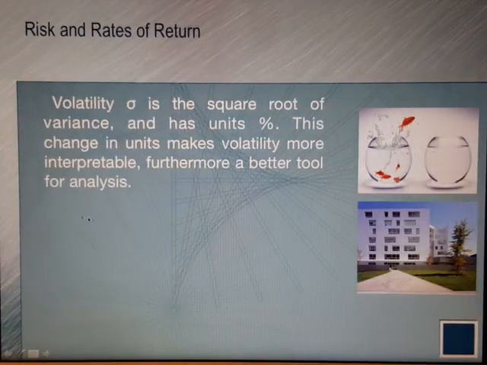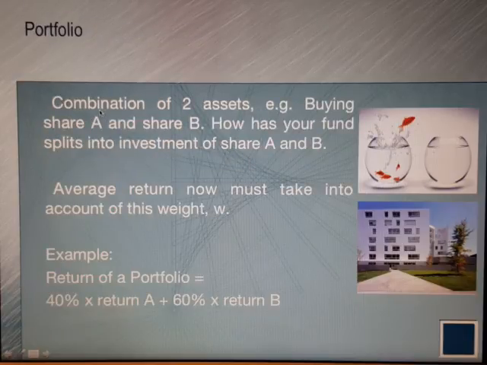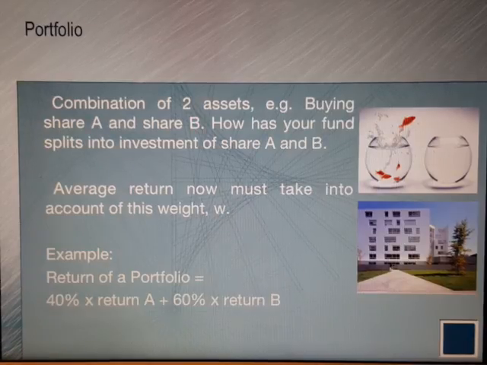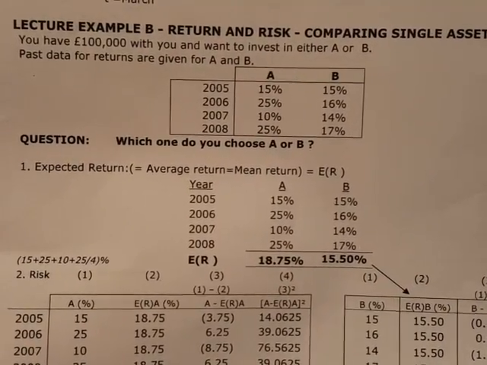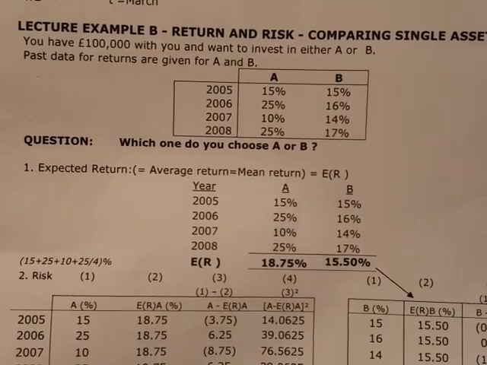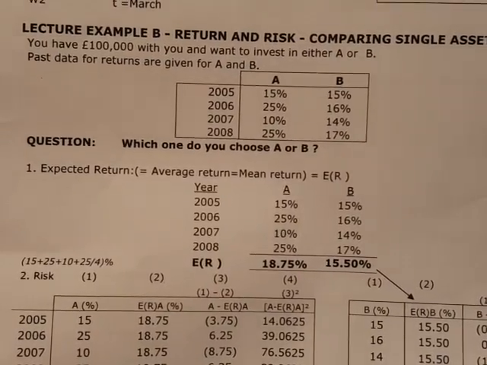Yeah, volatility or standard deviation is the square root of variance and has the unit in percentage. This change in unit makes volatility more interpretable, more comparable, and it is a better tool for analysis. Let's look at some lecture example which I have covered in tutorial 2. This is the lecture example B in your session 6 lecture example, page 1.